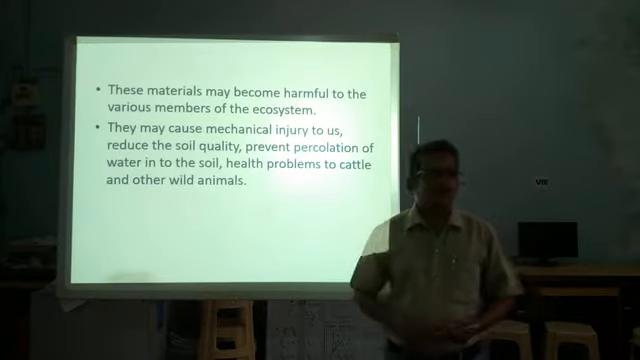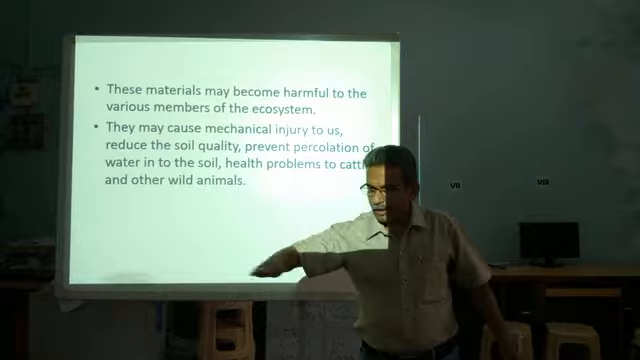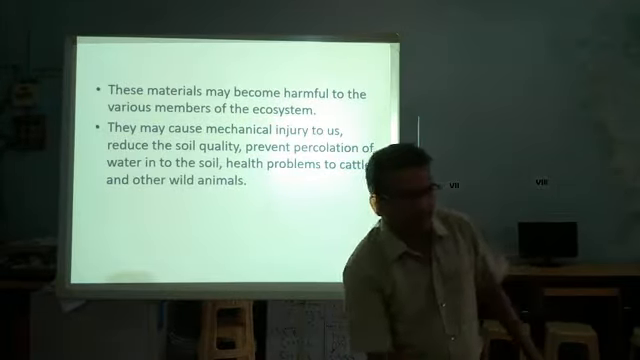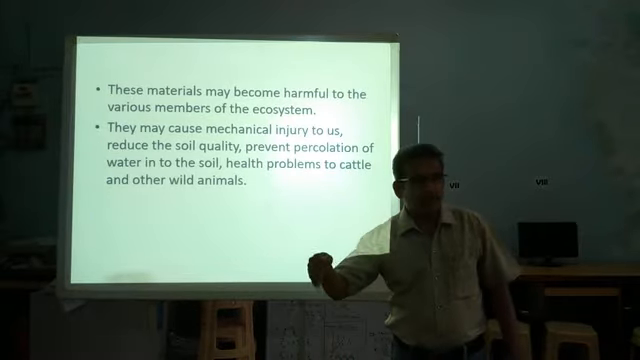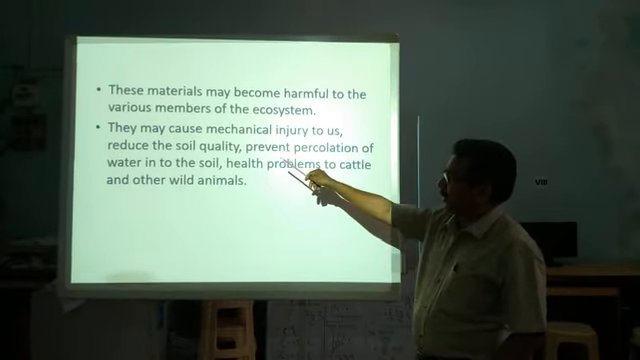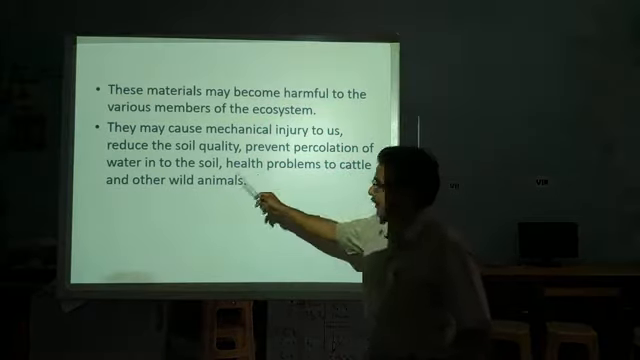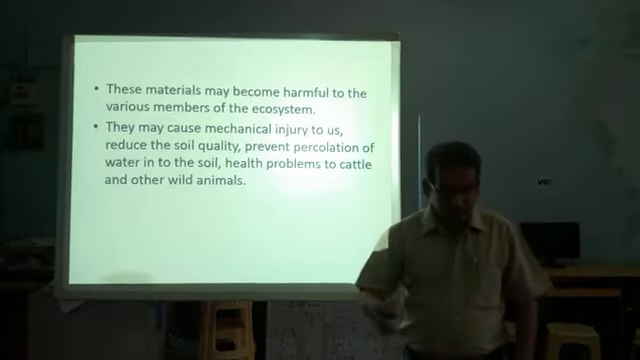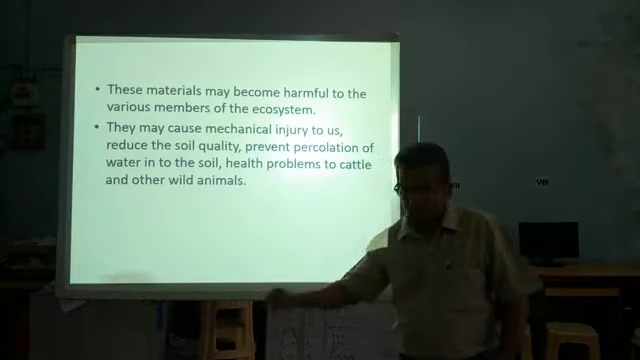See, for example, polythene sheets. Once the polythene sheets are spread on the ground, what is the problem? It may not permit the water to percolate down, so it may reduce the water holding capacity of the soil. That is another dangerous effect of the accumulation of solid waste. Then it prevents the percolation of water into the soil. As we have rightly said, whenever polythene accumulates over the soil surface, it prevents the downward flow of water.